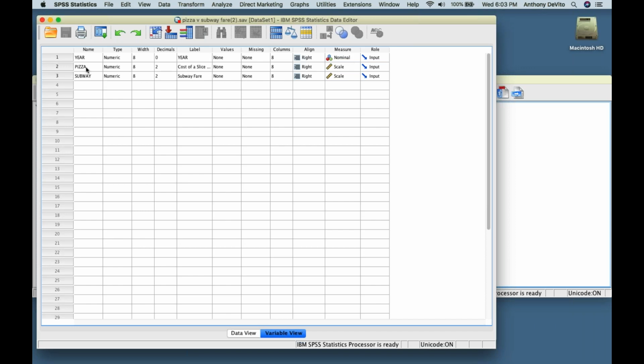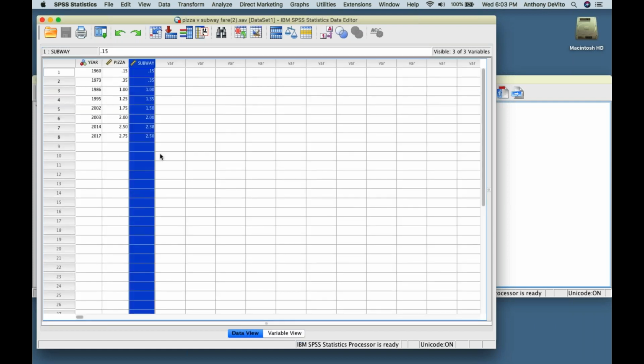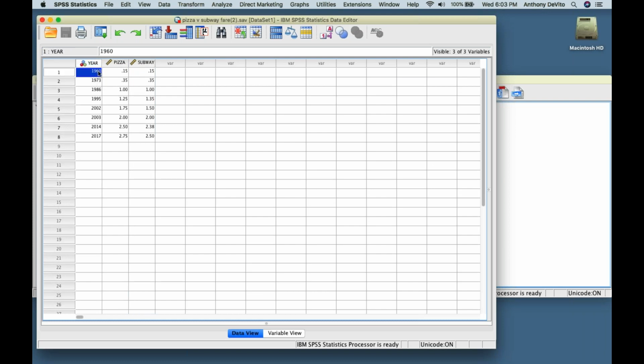But then I have two numerical variables. One is the cost of a slice of pizza, which I call pizza here, and the other one is a subway fare, average subway fare for that year. So let's go back to the data view. So this suggests that in 1960, the subway fare was 15 cents. I can attest to that because I was about 10 or 11 years old then, and I would take the subway to Coney Island every once in a while without my parents knowing about it, and it would cost me 15 cents.